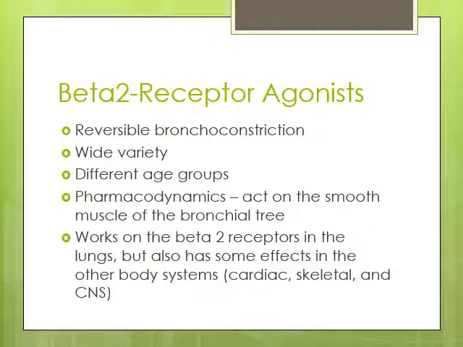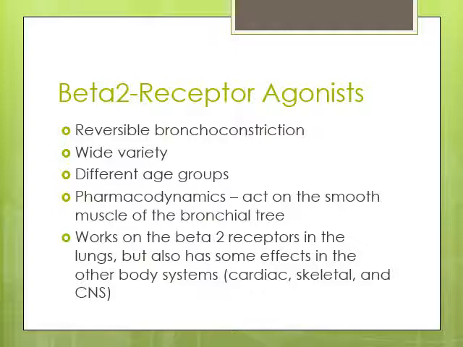Now, you really need to know the pharmacodynamics of this medication. These bronchodilators act on the smooth muscle of the bronchial tree to reverse bronchial spasm, and by doing this, they decrease airway resistance and residual volume, and also increase vital capacity and airflow, so these are good things.